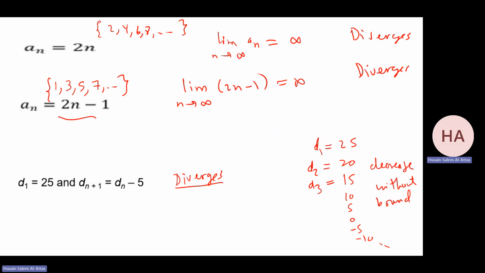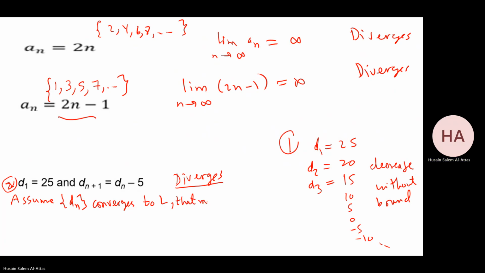There is another way to check, especially for sequences defined by a recursive definition. You can do it this way. This is method 2. Assume the sequence converges. That means the limit converges to a value L. Assume this sequence converges to L. That means the limit of an as n goes to infinity should equal L.